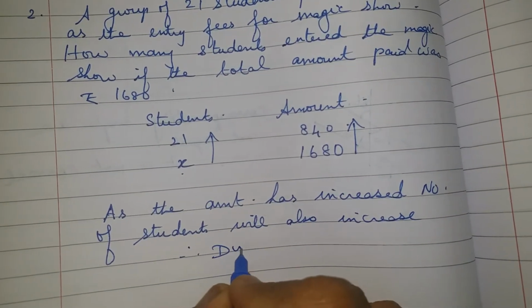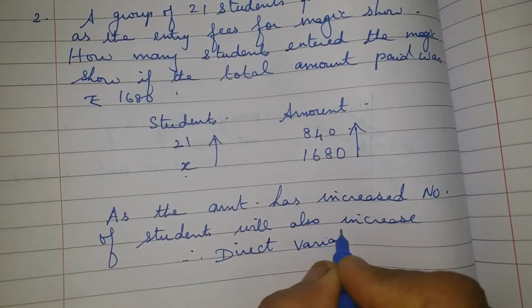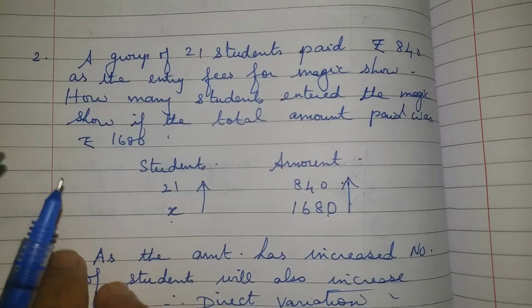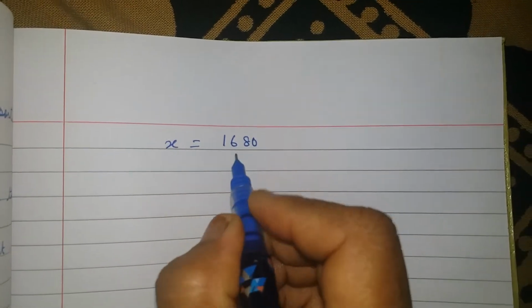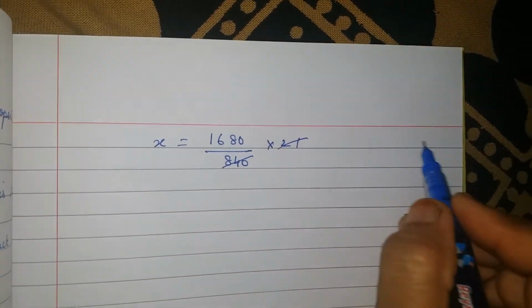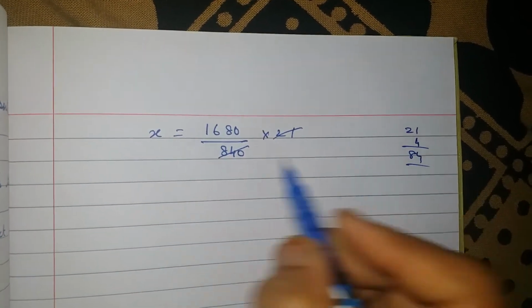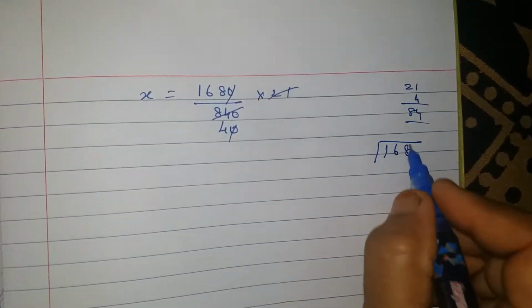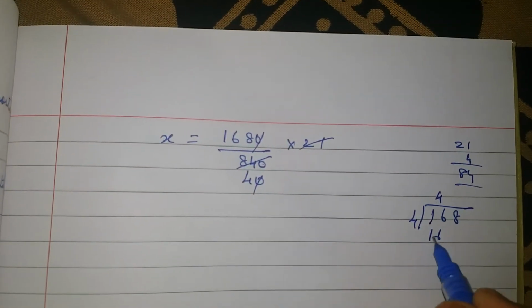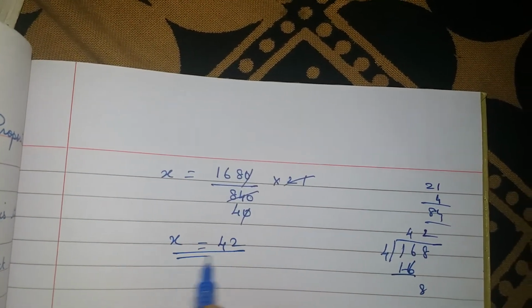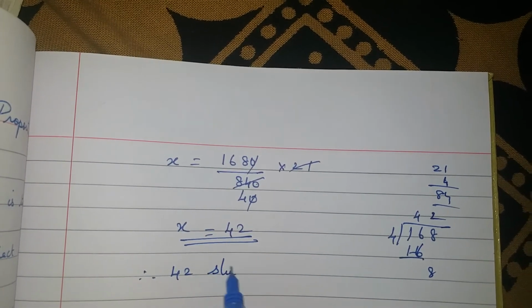Therefore direct variation. And I told you direct variation means write the value upside down. So x is equal to 1680 divided by 840 into 21. So this is 21 into 4 is 84. So 4 you have the 0, 0 cancels. So 168 divided by 4. So 160 divided by 4 times 16, 8 you bring down 2 times, so it is equal to 42. So how many students are entering means, therefore 42 students is your answer.